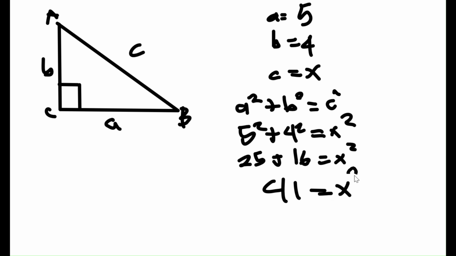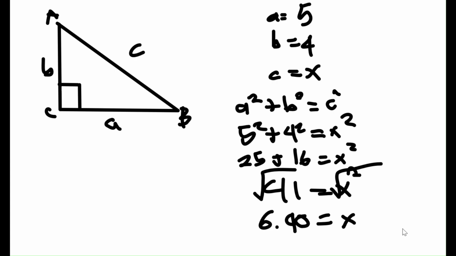Now since we are only looking for x or c, we have to find the square root of both sides. So the square root of 41 is equal to 6.4. So therefore, x is equal to 6.4 or 6.40. So your c or your hypotenuse is 6.40.